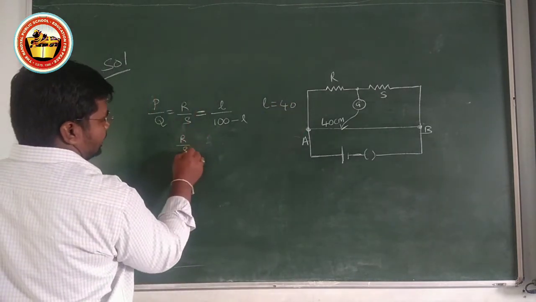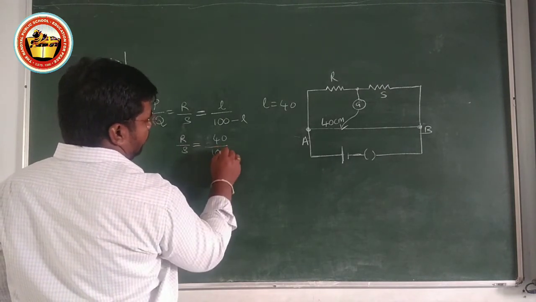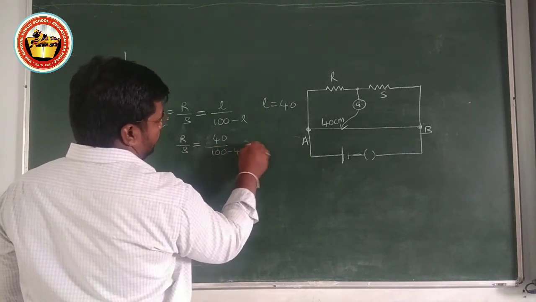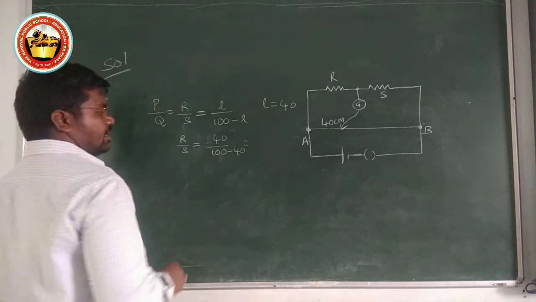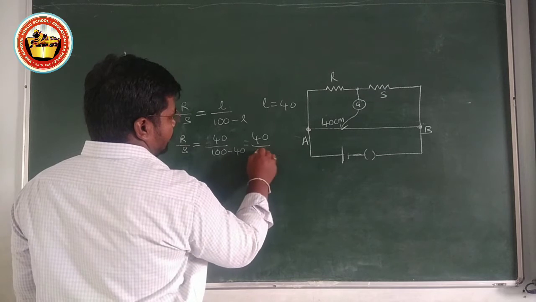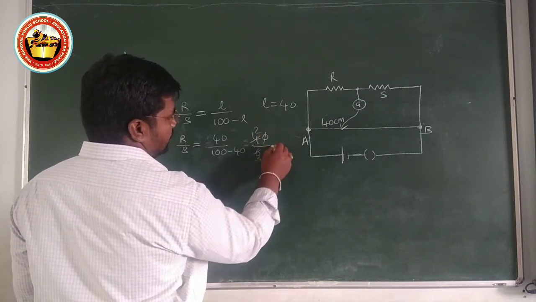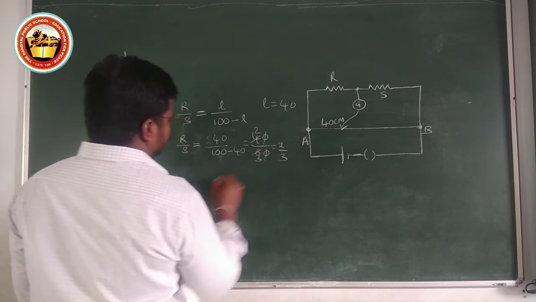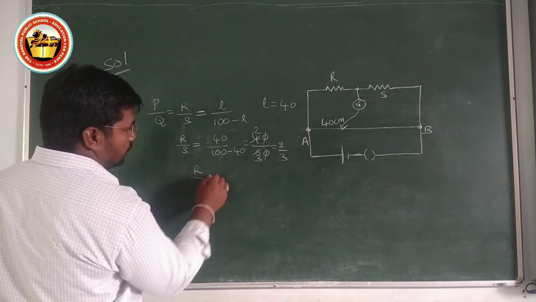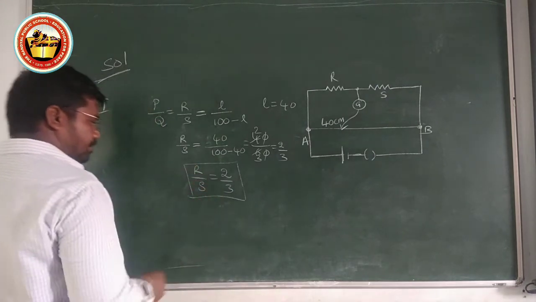R by S is equal to 40 divided by 100 minus 40. 40 divided by 60, the zero cancels. 2 2s, 2 3s, 2 by 3. R by S is equal to 2 by 3. Okay, this is the ratio.